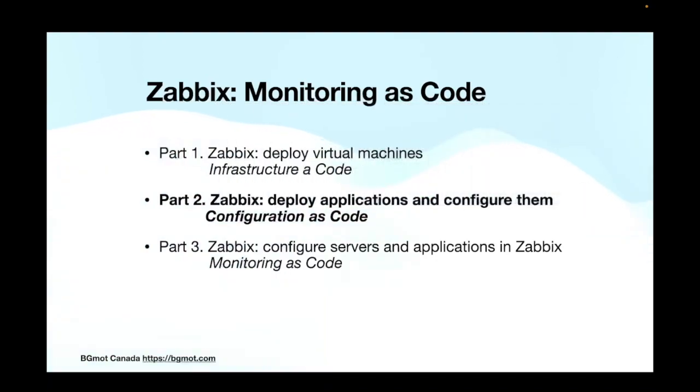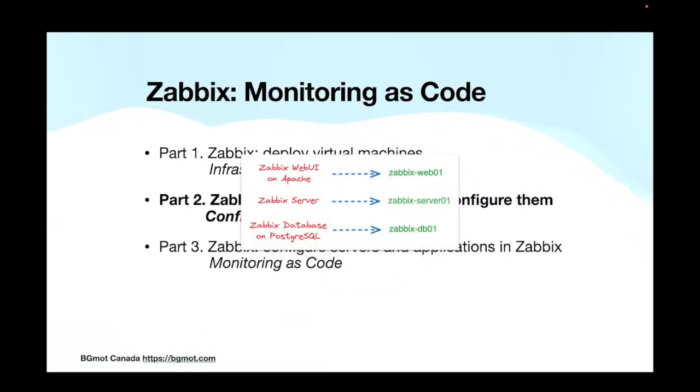Here in part 2, we are going to deploy the application. By application, I mean Zabbix server itself. It consists of 3 parts: Zabbix Web UI on Apache, which we deploy on Zabbix Web 01; Zabbix server itself on Zabbix Server 01; and PostgreSQL and the initial Zabbix database that comes with the packages on Zabbix DB01. Okay, let's start.